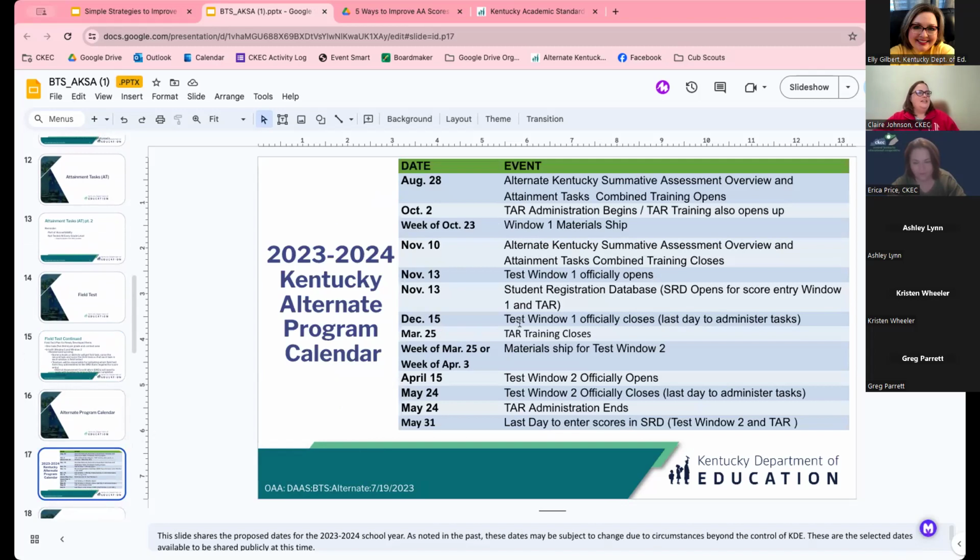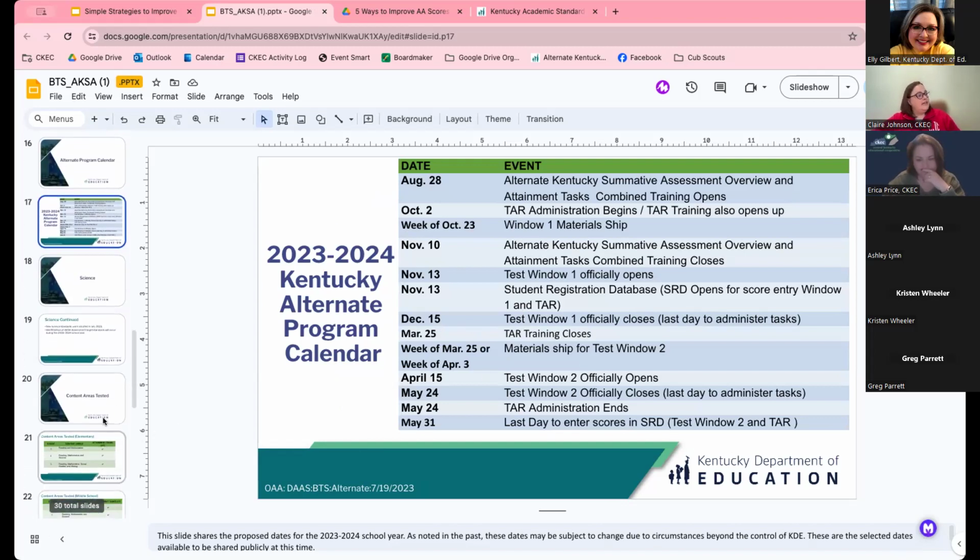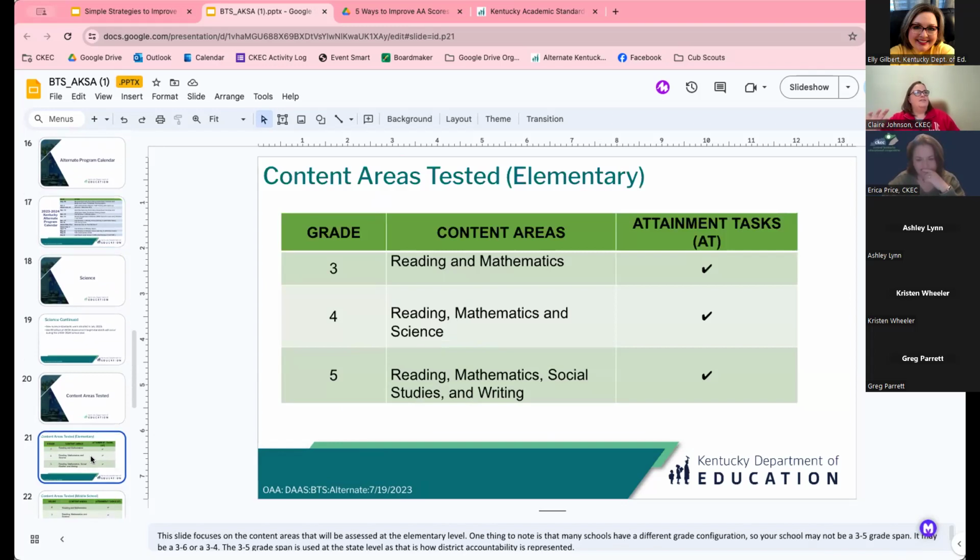This is the calendar. As I said, the TAR training closes March 25th. So that one is still open if you're a high school administrator and you have an MSD classroom with some 11th grade students, and even 12th or grade 14 can also take this, although it's optional at those grades. And the new science standards will come out for alternate assessment purposes next year.